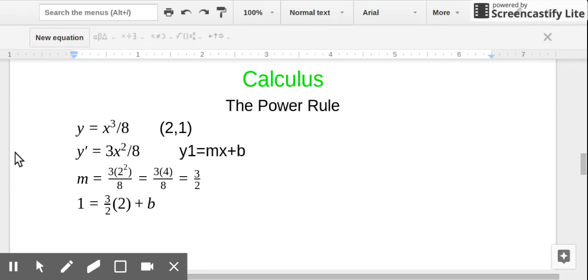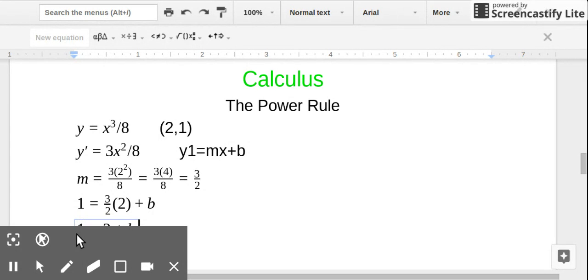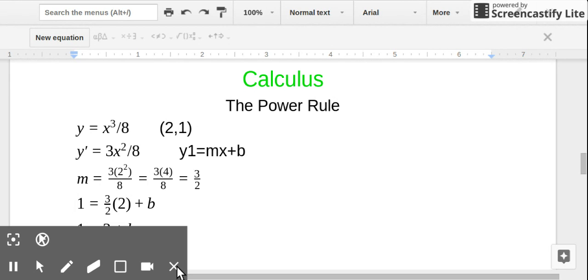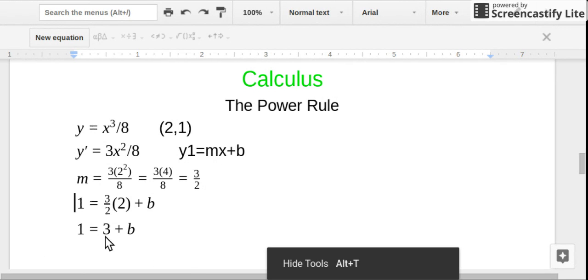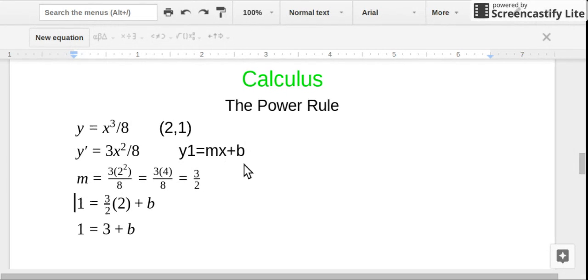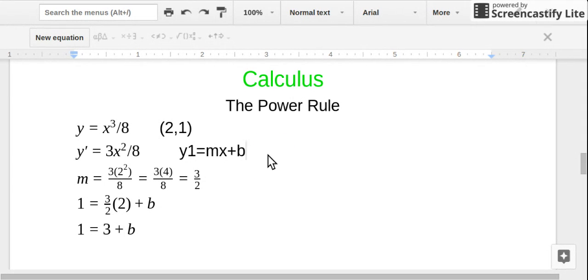We'll write it down on the next line. 1 is equal to 3 plus b. So as you can see here, if we take this 3 to the other side, it becomes 1 minus 3 is negative 2, so b becomes negative 2.